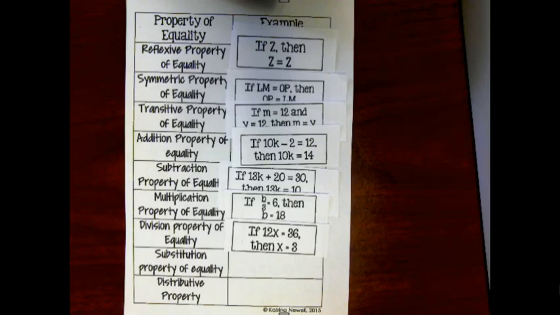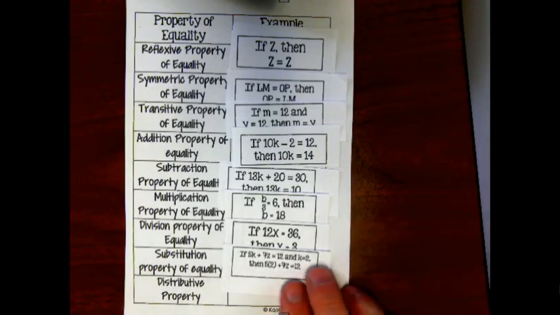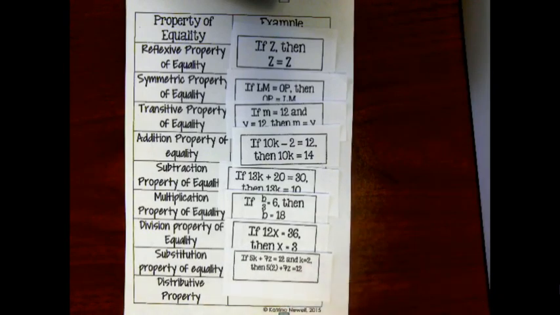Substitution property of equality. If 5k plus 7z equals 12 and k equals 2, then I can substitute 2 in place of the k. So 5 times 2 plus 7z equals 12. So instead of having a k, I can put the 2 in. I could go ahead and multiply that to be 10. So 10 plus 7z equals 12, and then I could solve for z.